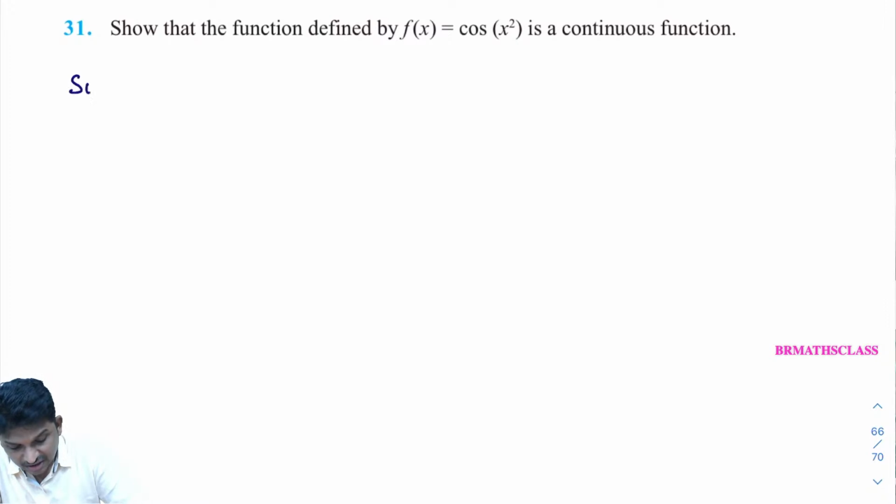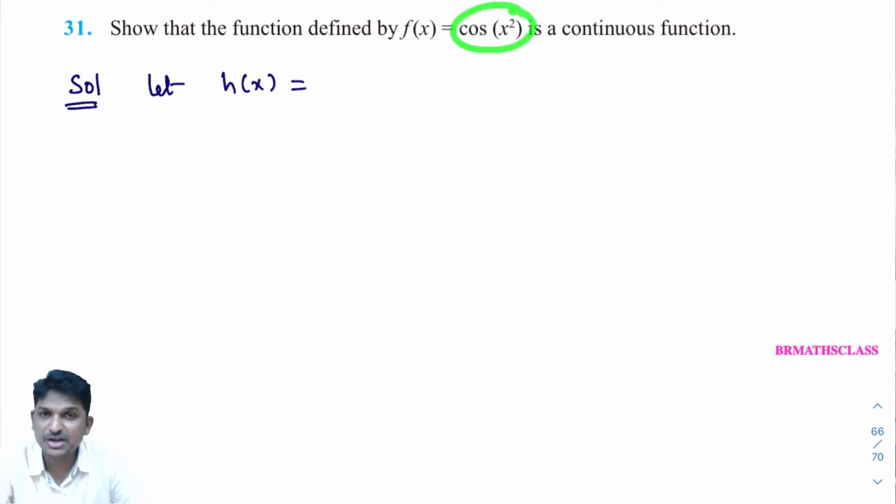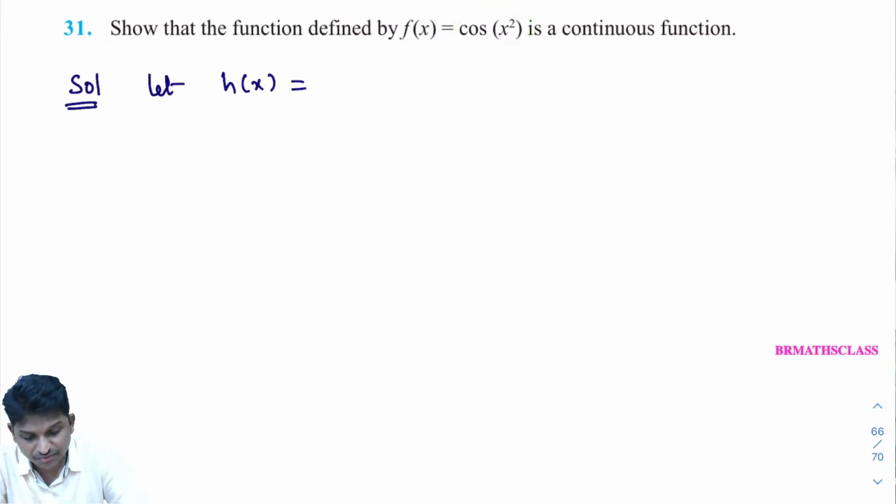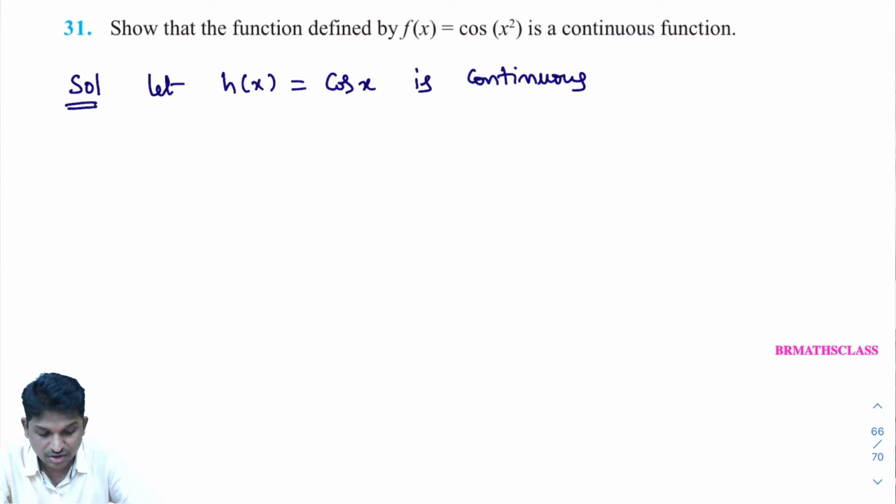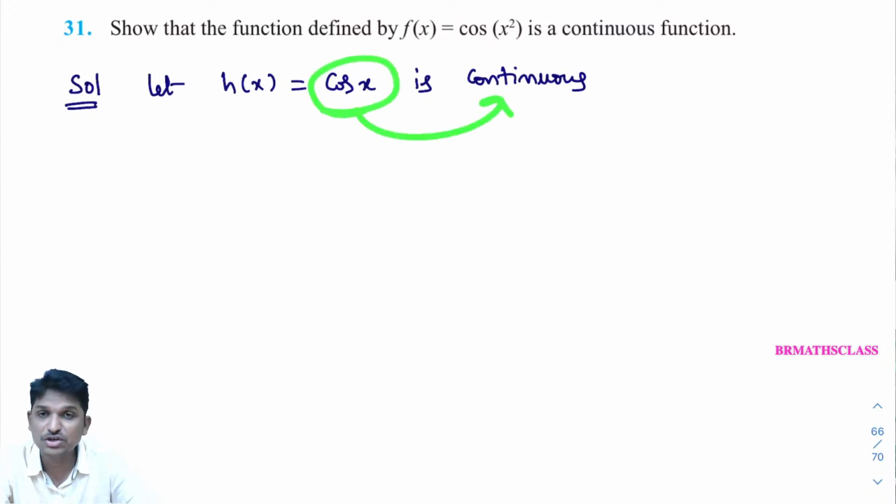Okay, observe the solution. Let h of x equal to, here first I'll take the trigonometric function. You can take h of x as x square also. I identified one is a trigonometric function. I'll take h of x as cos x. Cos x is a continuous function, that we learned in the last class. All trigonometric functions are continuous functions. So I have taken h of x as cos x. We know that cos x is a continuous function.